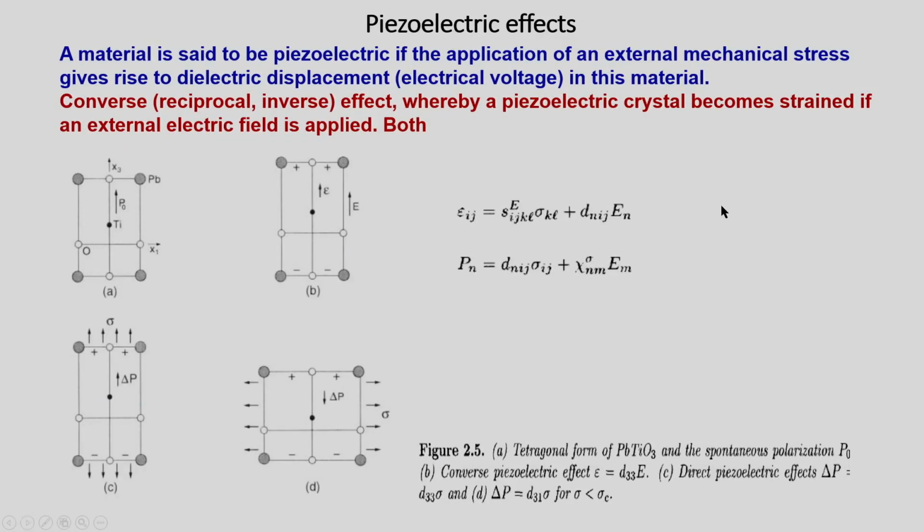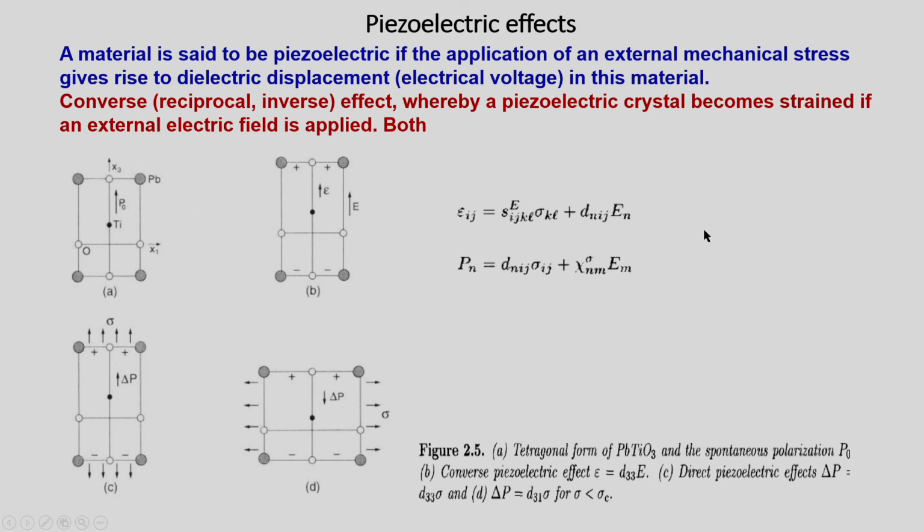Now, how does this material have this effect? The material has to be piezoelectric if application of an external mechanical stress gives rise to dielectric displacement in it, or it causes an electrical voltage. If you apply a voltmeter, there will be an electrical voltage. Then there is a converse effect, sometimes known as the reciprocal effect or inverse effect. If you apply an electrical field, then there will be a strain.